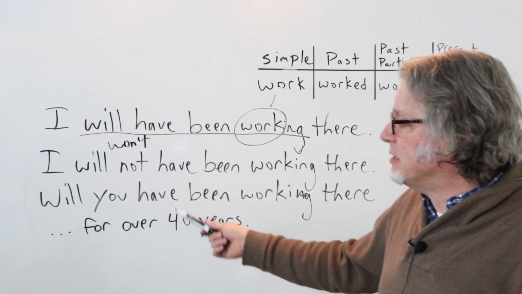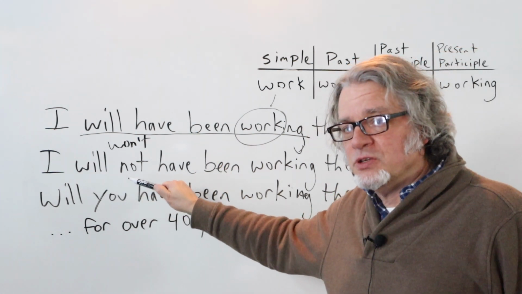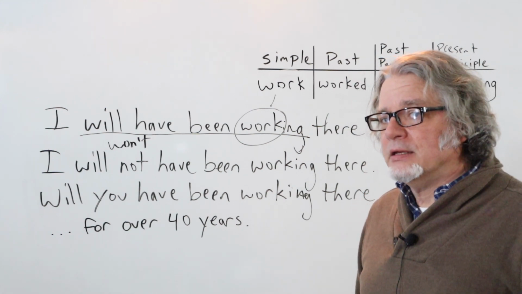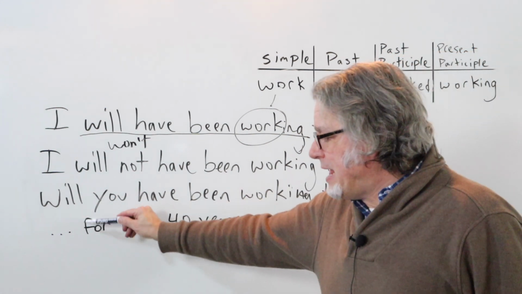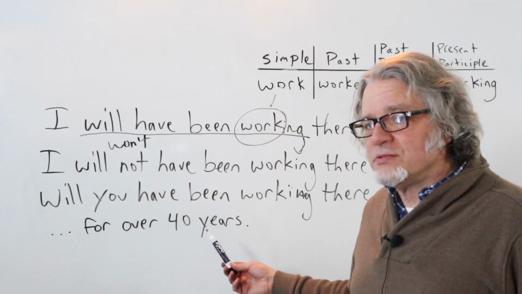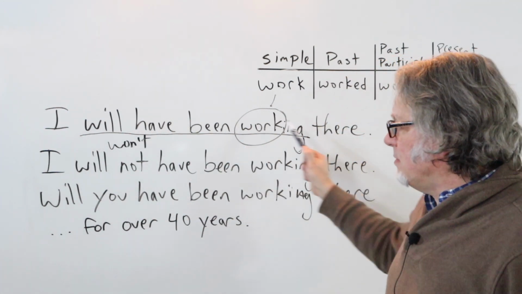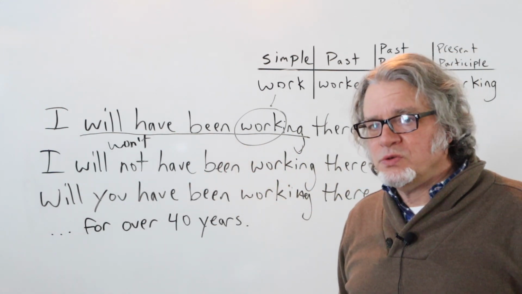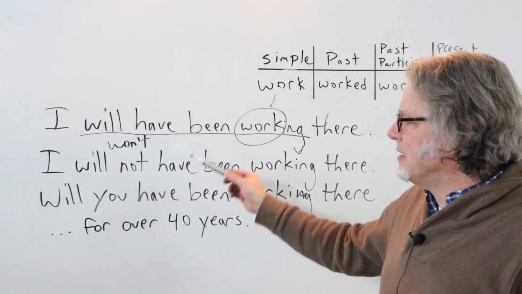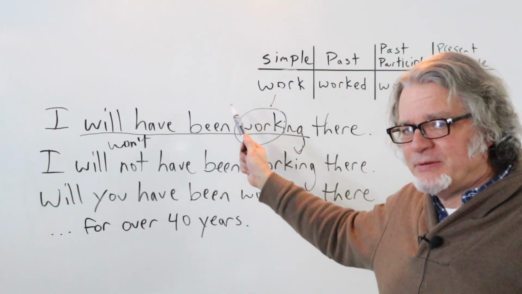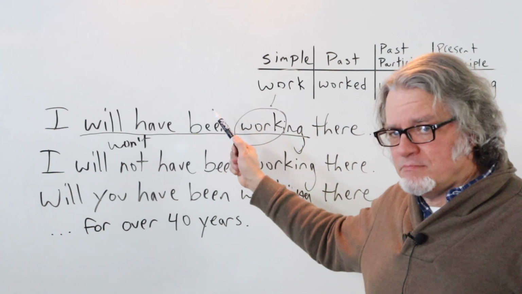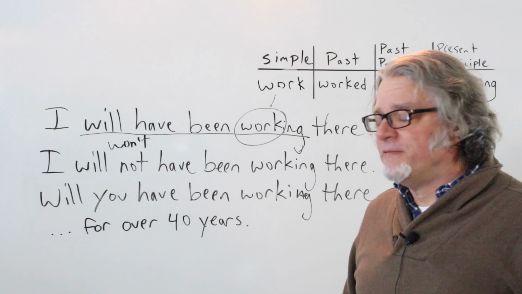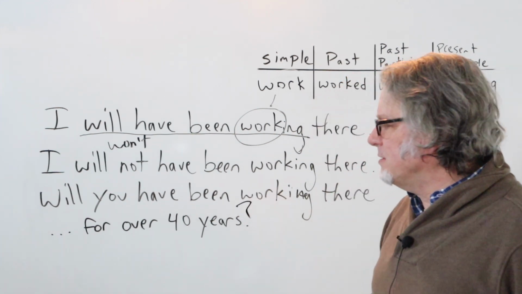And to make the question, we'll change the subject to you. Will you have been working there? And in each case, you could add this so that it makes more sense. Alone, like this, these are not very good examples of how to use the future perfect continuous tense. This is simply a demonstration of how to make it. So, will you have been working there for over 40 years? And there's a question mark.